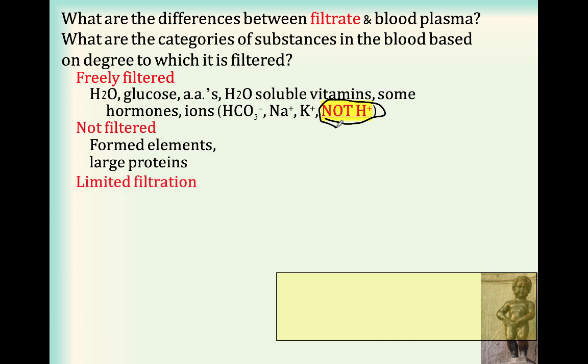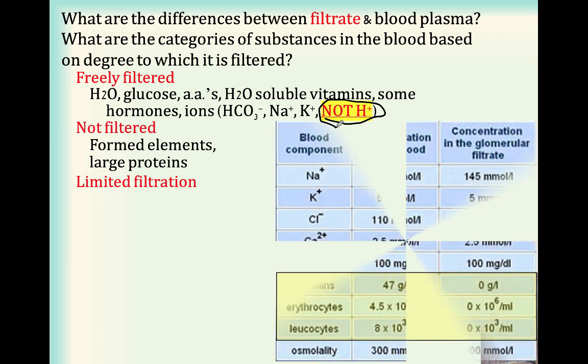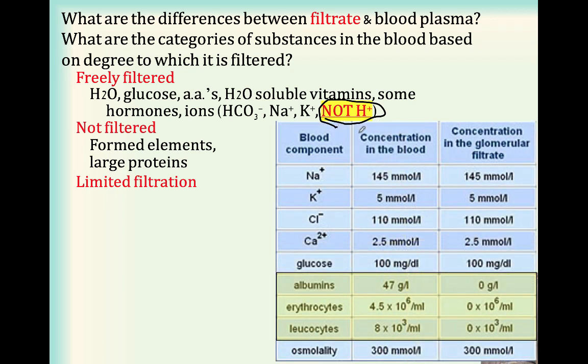And then we do have some things for which there is limited filtration. Here you can see the difference in concentration in blood versus concentration in the glomerular filtrate. Sodium, potassium, chloride, calcium, all the same concentration. Glucose, same concentration. But when we look in the filtrate, we don't find any albumin, which is quantitatively the protein you have the most of in the blood, and you don't find any red blood cells or leukocytes. The osmolality is just slightly less than 300 milliosmoles, but you can see that it's the same for both the filtrate and the blood itself.